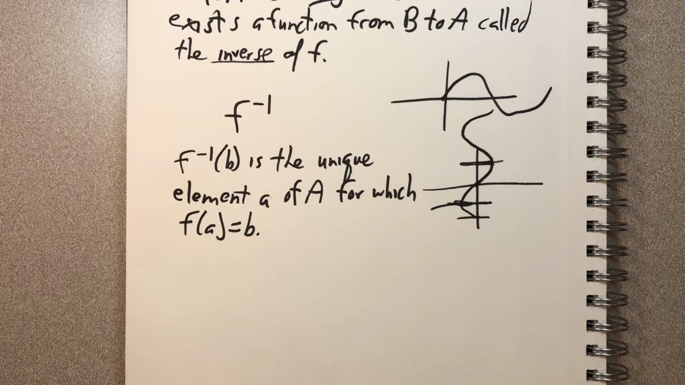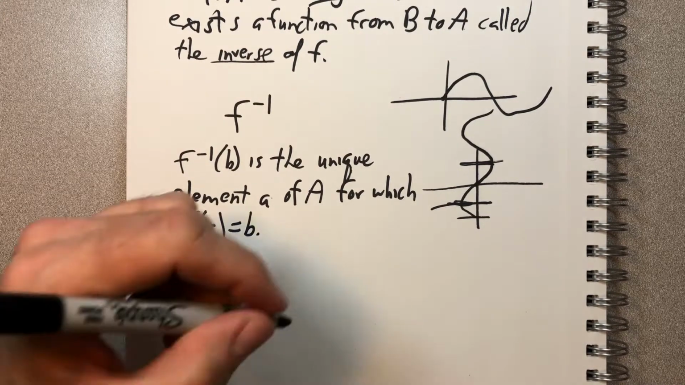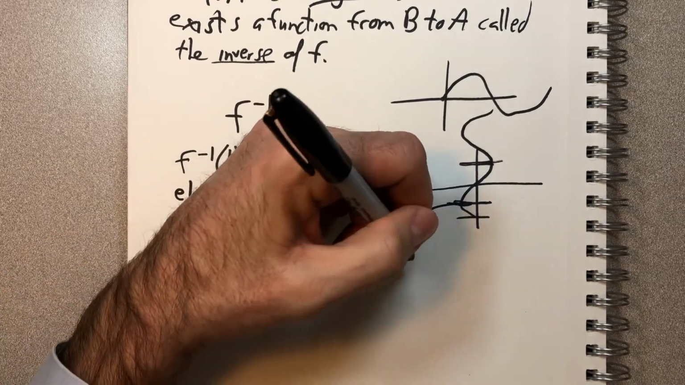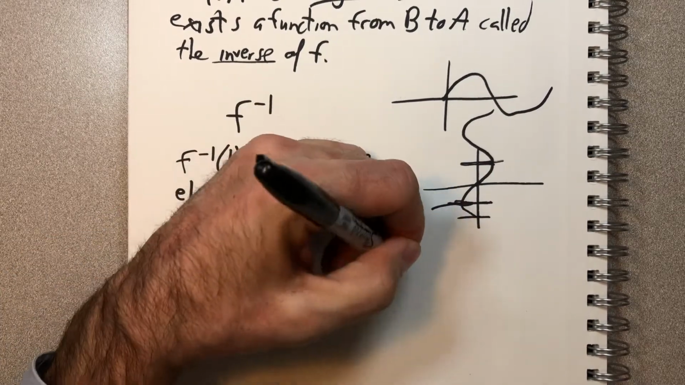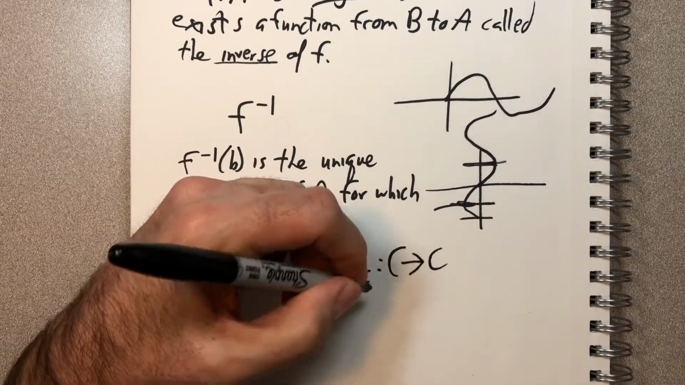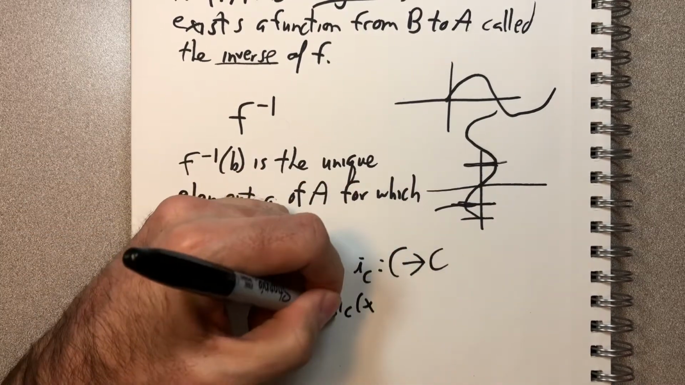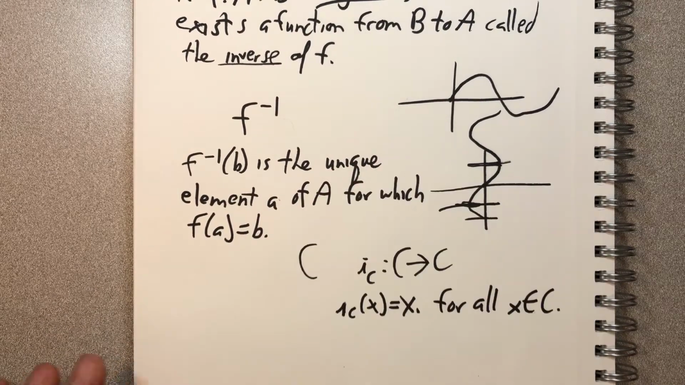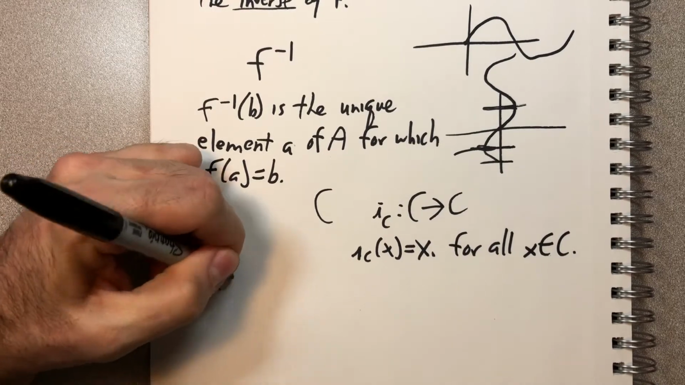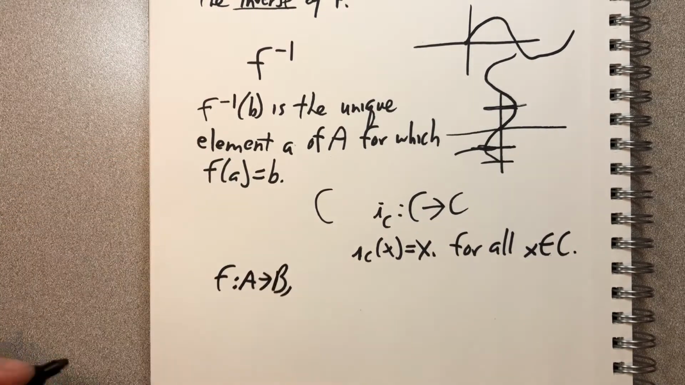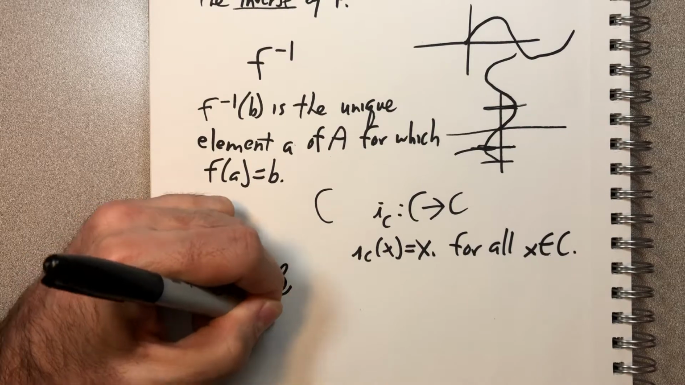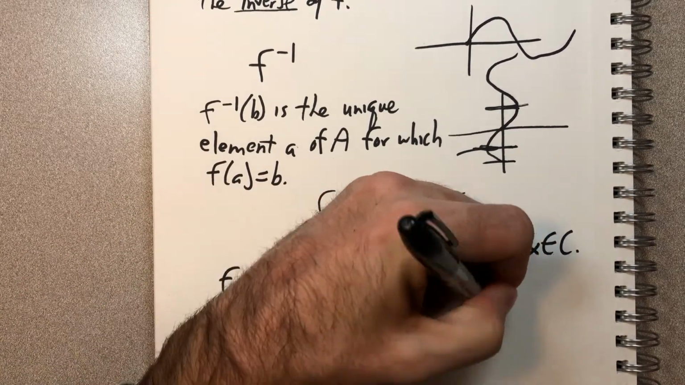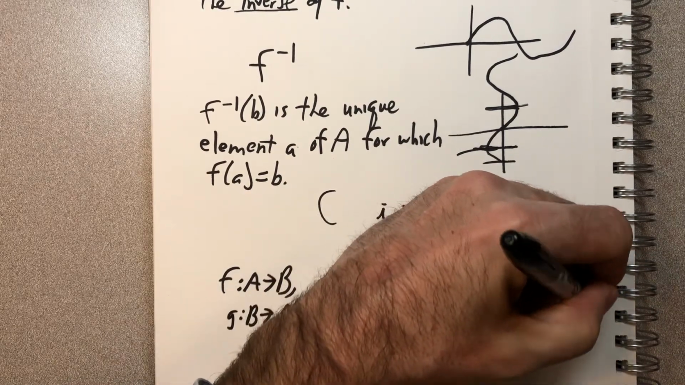Okay, so now it starts to get more interesting. So let's denote the identity function for a set C by I sub C. So that means that the function I_C from C to C is the function given by the rule that I_C of x equals x for all x in C. Okay? So given a function f from A to B, we say that a function g from B to A is a left inverse of f if g circle f equals the identity function for the set A.